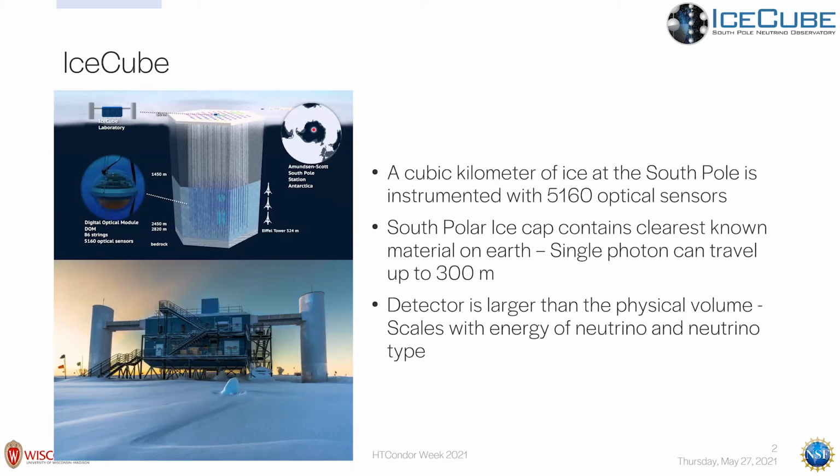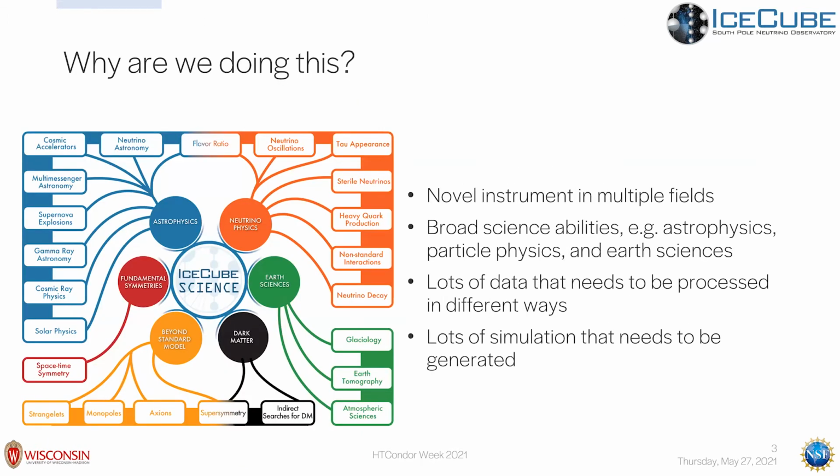So here's a picture of our counting house that's on top of the glacier, but inside the glacier we have the instrument. So why are we doing this? IceCube is actually a novel instrument in many fields. We do astrophysics, in the realm of neutrino astronomy, multi-messenger astrophysics, and things like that. This is one of NSF's top 10 big ideas. But besides that, we also do fundamental physics and earth sciences.